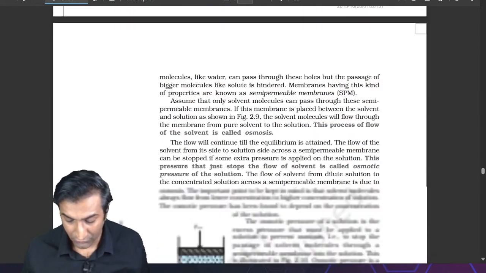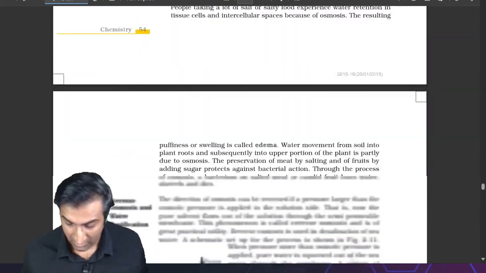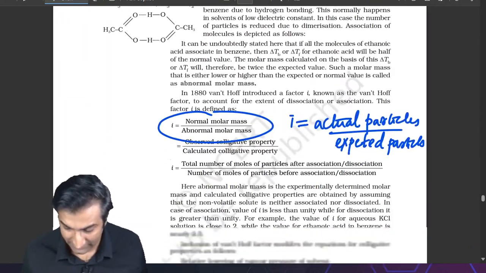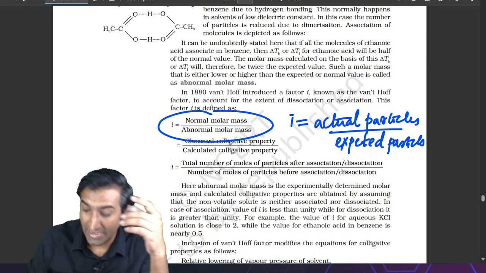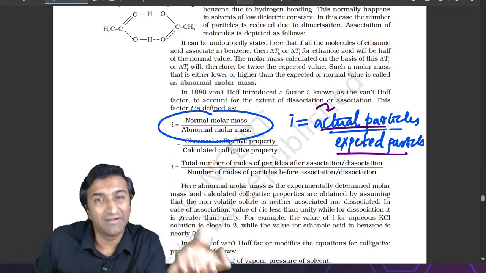Osmotic pressure ke ideas, I've given you a brief idea. Baaki ab usme padh lena, semi-permeable membrane ke baare mein. Aur kya bacha hai? Kuch bacha hai? No, I think that's it. That's the chapter. I, what is I? Remember, I to be actual particles divided by expected particles. That's it. Don't mug 10 equations.